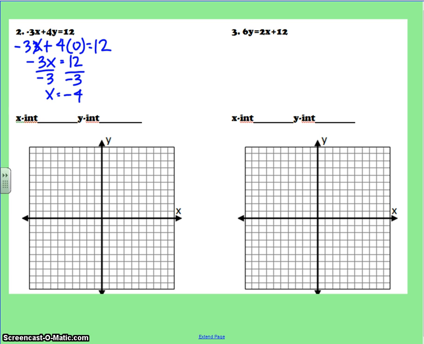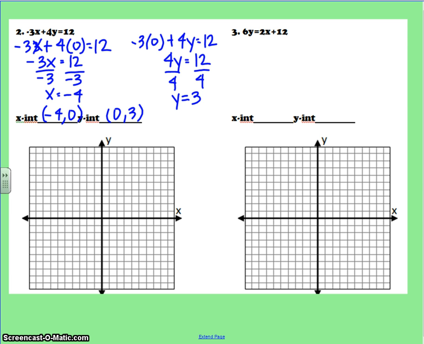Now we can see that we're going to write our answer as an ordered pair. Our x-coordinate is negative 4 and our y-coordinate is that 0 that we plugged in. To find our y-intercept, we will plug in 0 for x. So negative 3 times 0 plus 4y is equal to 12. And then we can go ahead and solve for y. And we will get y is equal to 3.